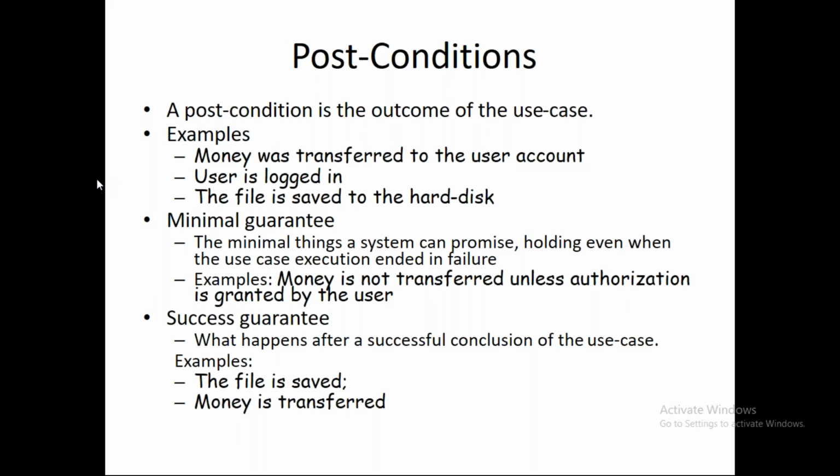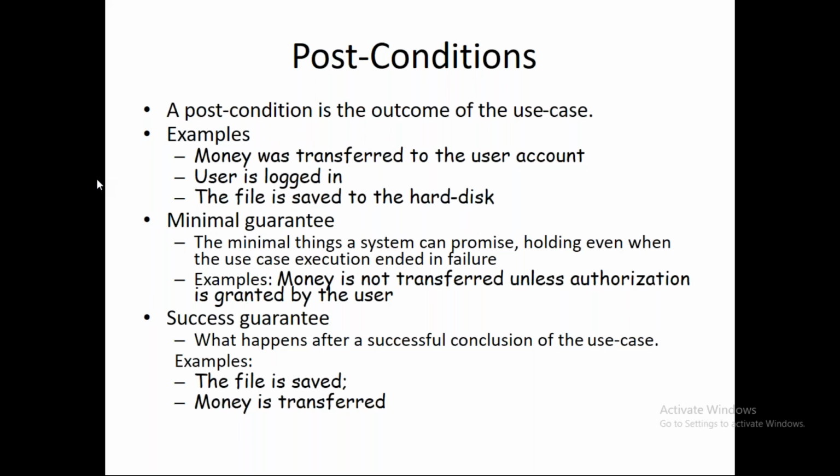That kind of situation, we call it a minimal guarantee situation or minimal guarantee case. The minimal things a system can promise, holding even when the use case execution ended in failure. The whole use case is a failure, the reason being the ninth and 10th steps are not successfully done, but we know that limitation and the minimum expectation is that steps 1 to 8 should be successful.